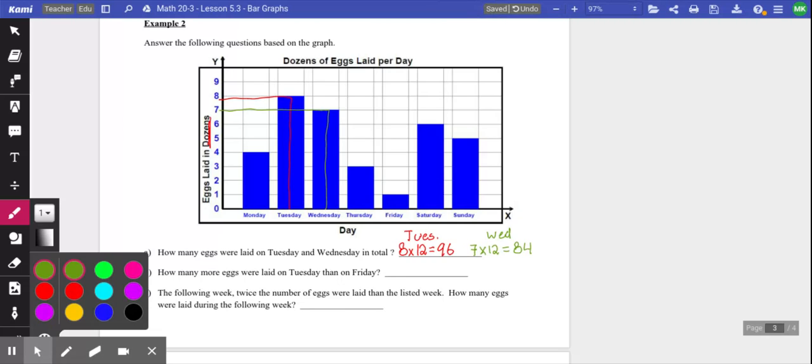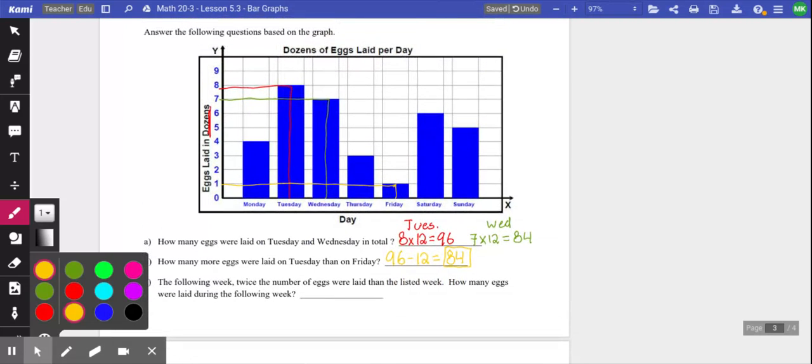Part B, how many more eggs were laid on Tuesday than Friday? So on Tuesday, I already know there's 96. On Friday, if I look, there was only 1 dozen, right? So that means I would have 96 from Tuesday minus 12 on Friday, telling me that I had 84 more eggs on Tuesday than Friday.